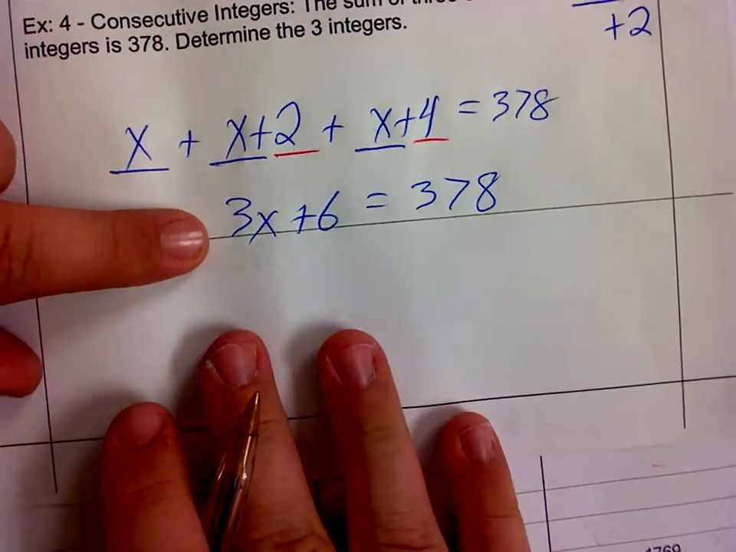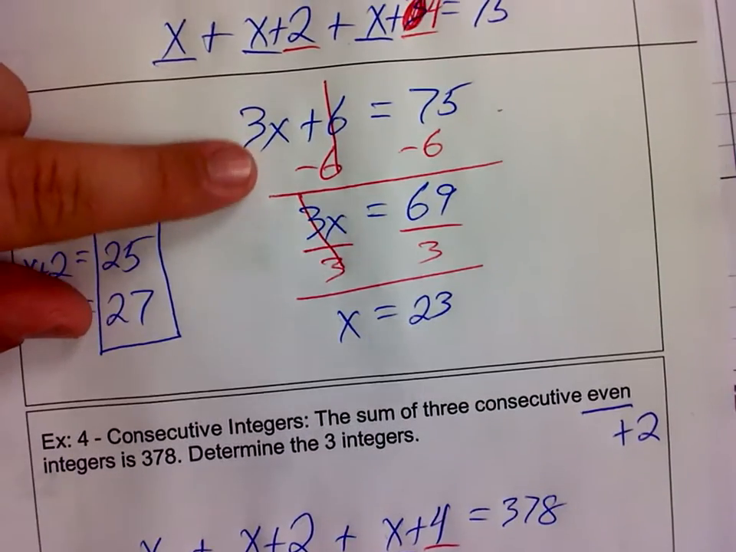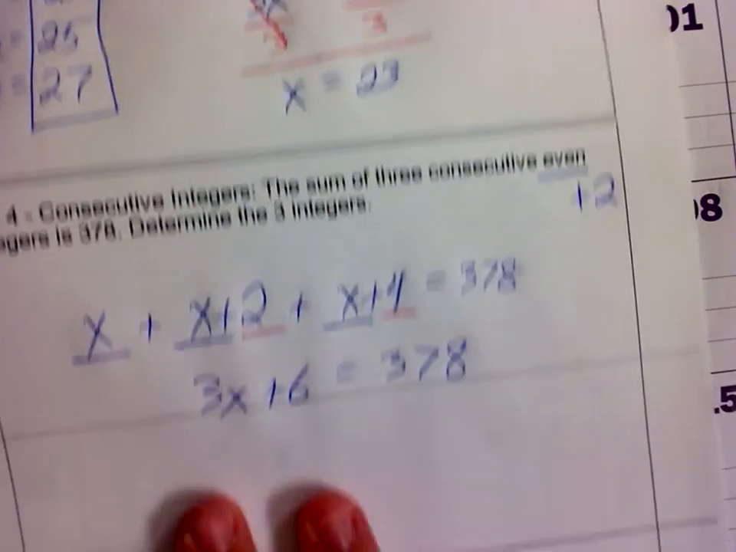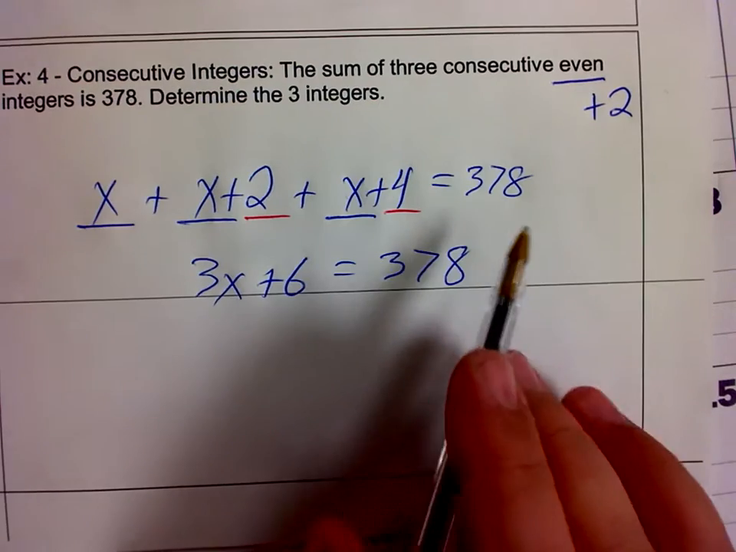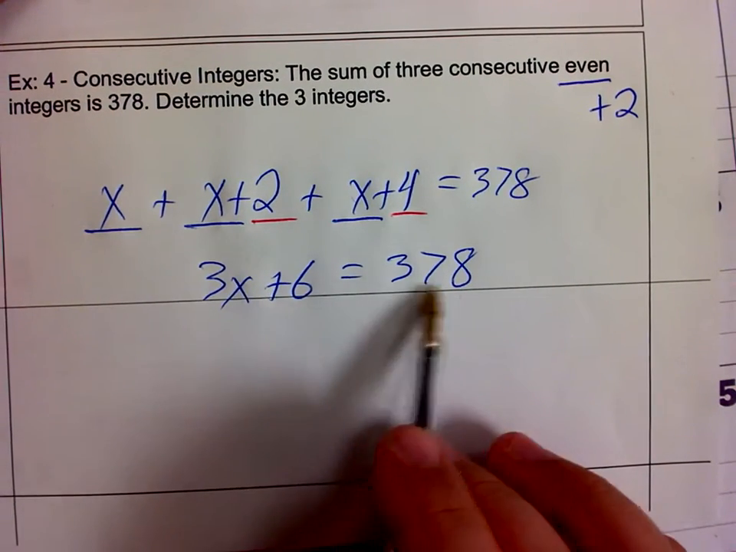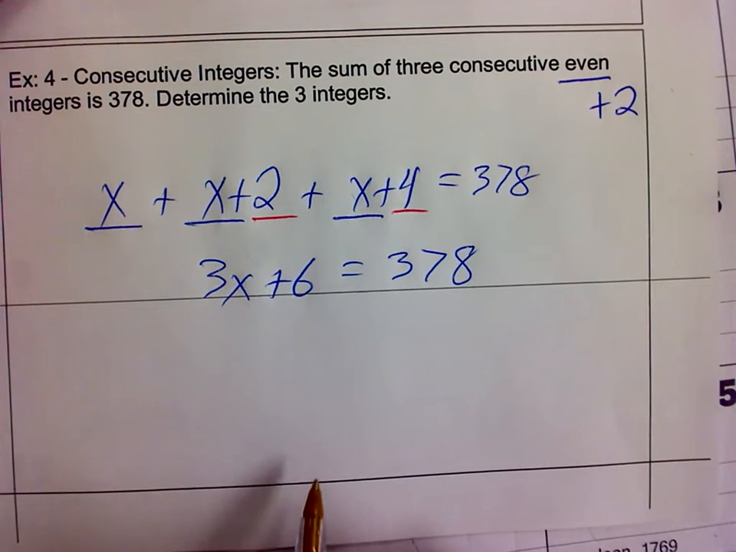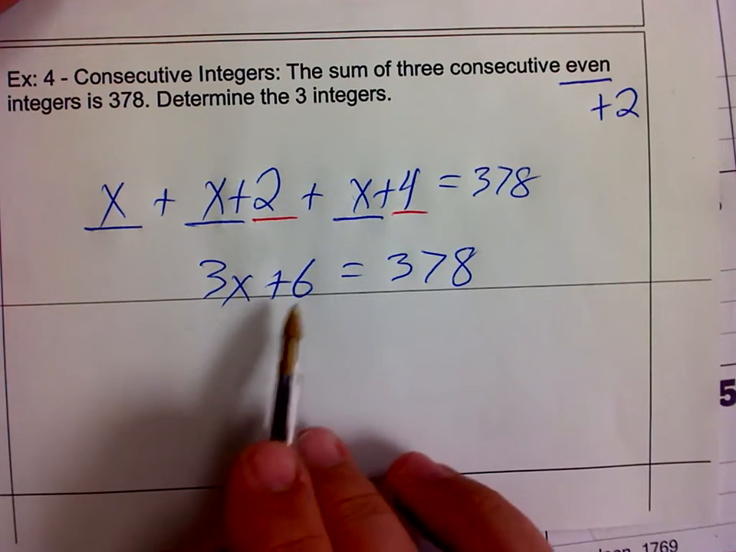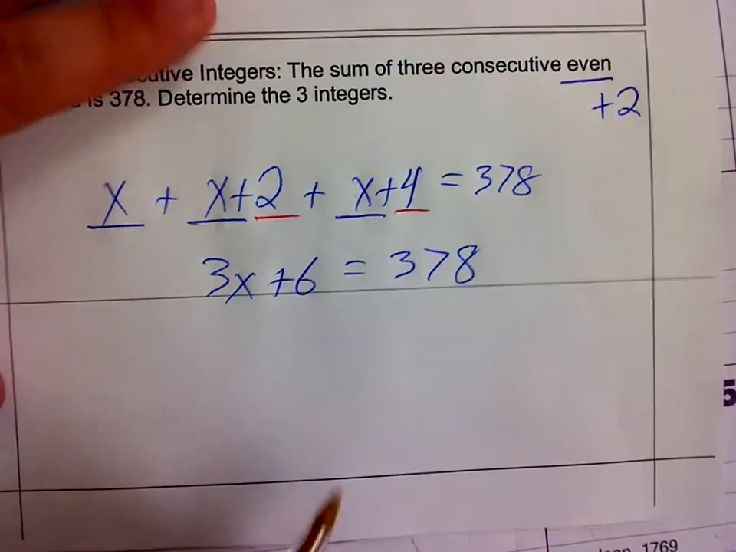Now, if you recognize this 3x plus 6, we actually had it on the previous problem when we were dealing with 3 consecutive odd integers. Now, this one we're dealing with 3 consecutive even integers. The equation doesn't change, just the sum number and what our integers end up being. So that's kind of nice to know that we're doing this process correctly.